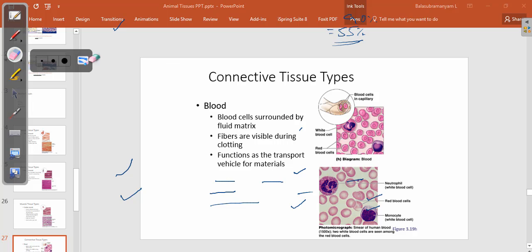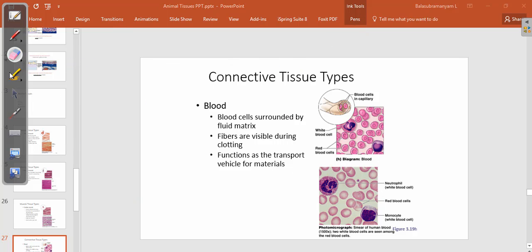Alright, so here you can see the blood. In the blood, the matrix is already seen. So WBC cells, and here you can see the red blood cells very clearly, the neutrophil, a type of white blood cell, and then the red blood cells, and then the monocytes are seen in this one at around 1500x resolution.